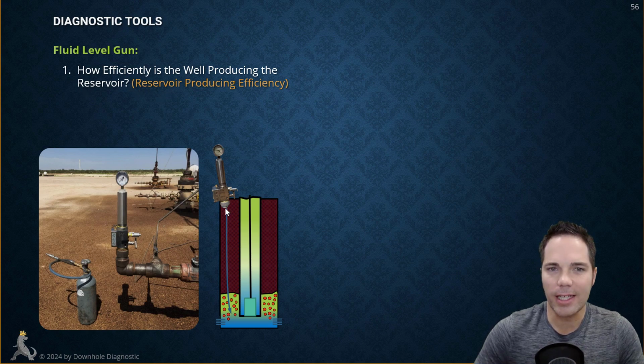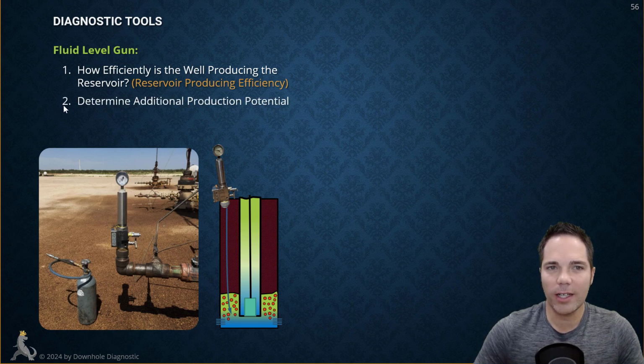We're able to see if we're producing all of the fluid that is coming in from that reservoir, and if we are, that well would be so-called pumped off, which means the fluid level will be right down here at the pump intake. If we have a very high fluid level with lots of liquid in there, that means we have high bottom hole pressure, and therefore we're not producing at maximum efficiency on that particular reservoir. So that is what the fluid level gun is telling you. It tells you if you have additional production potential. As I just mentioned, you can see how much fluid is in there.